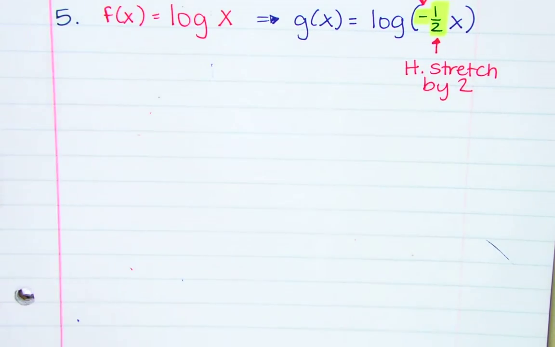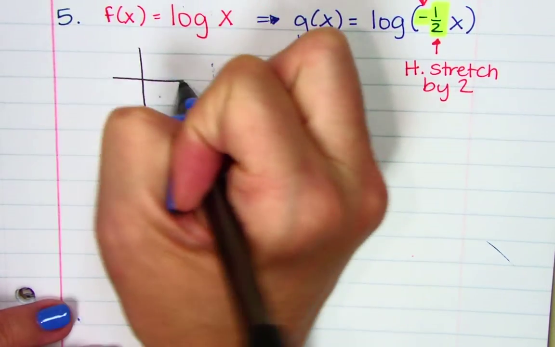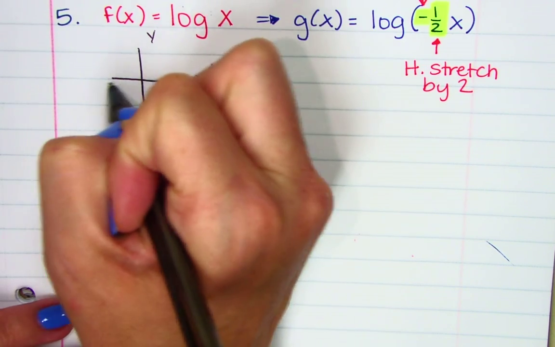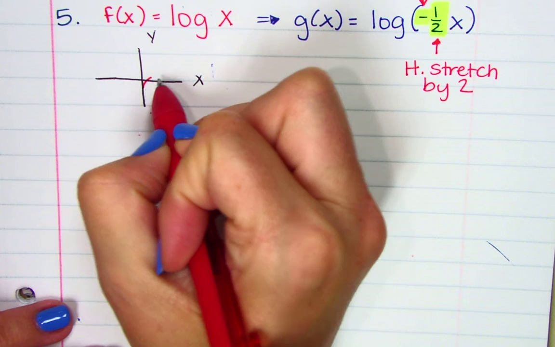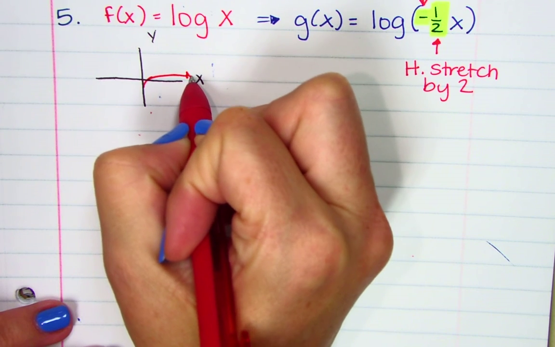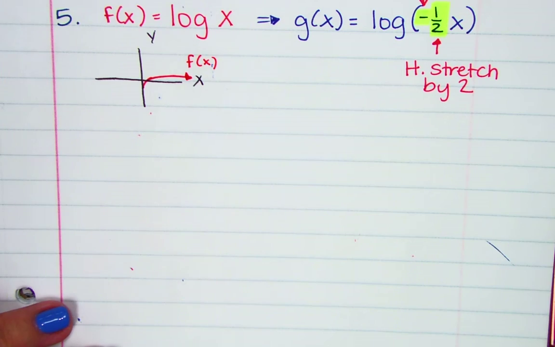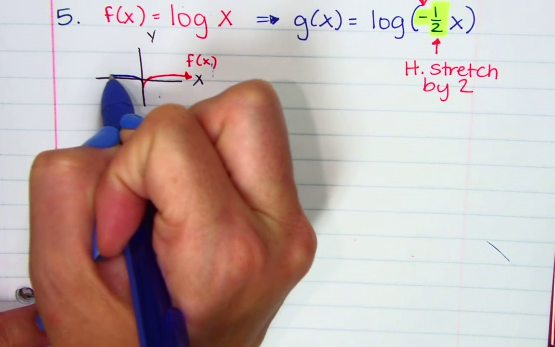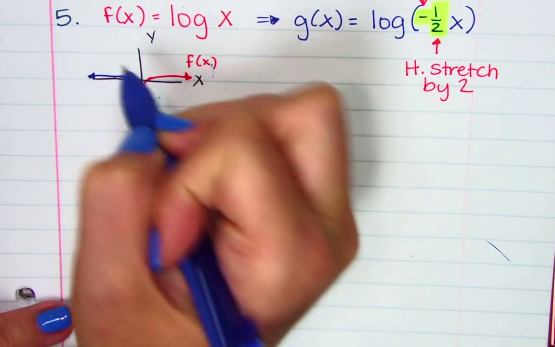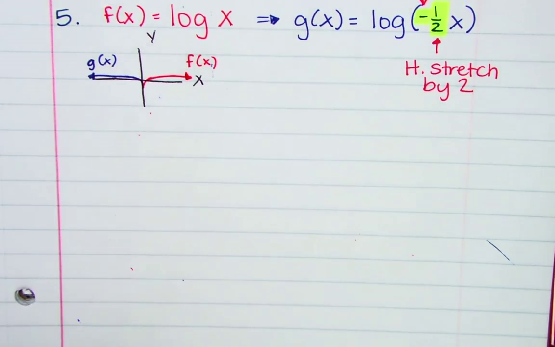All right, so I'm going to go ahead and just do my little sketch graph here. There's my x, there's my y. My original one looks like this. And the second one's going to show it reflecting across the y-axis, but also it gets flatter. You can barely see it. All right, so try to make it clear.